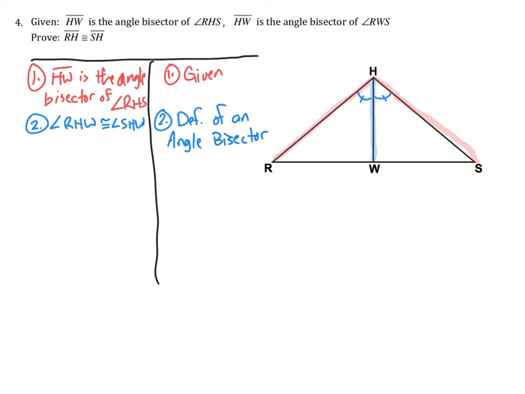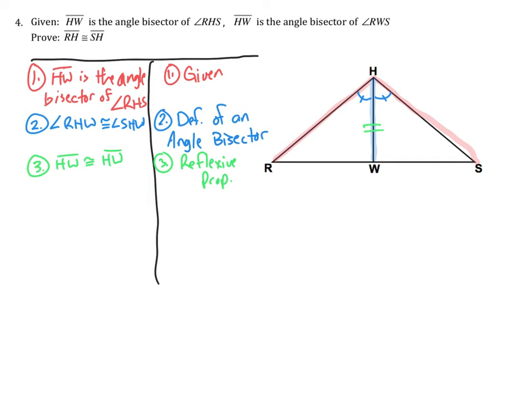I'm going to go in and see that in step 3, I happen to have HW is congruent to HW, and that reason is the reflexive property. Now, if you didn't put the reflexive property in step 3 and you put it down in steps 4 or 5, that's okay. Just make sure that you have the reflexive property there with HW congruent to HW.